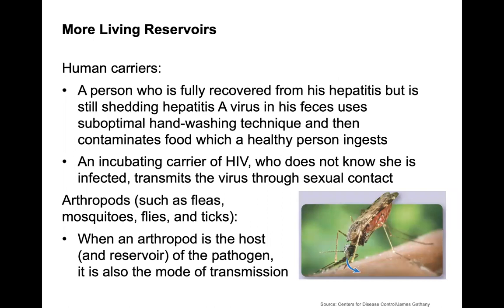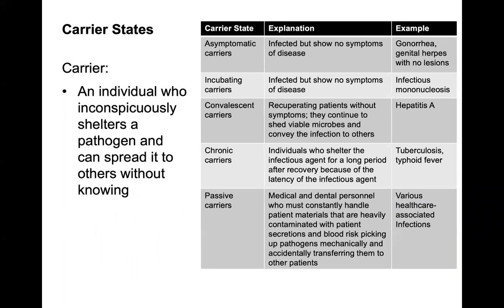Human carriers: a person who is fully recovered from his or her hepatitis is still shedding hepatitis A virus in feces. An incubating carrier of HIV who does not know she is infected transmits the virus through sexual contact. And if you have something that's being shed through the feces and you do not wash your hands, and somebody else that's healthy eats food that you prepared, that's how that can be transmitted. Ticks and fleas, these are arthropods. They can transmit viruses as well.